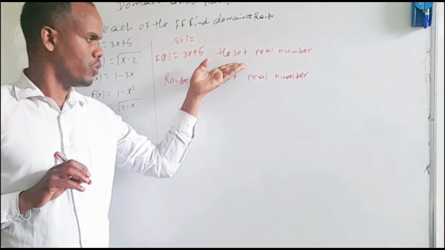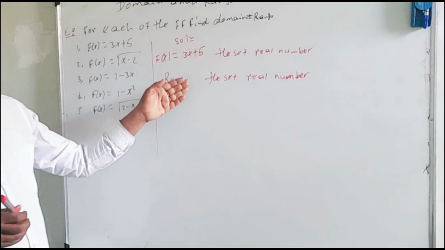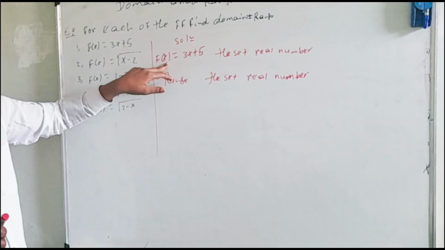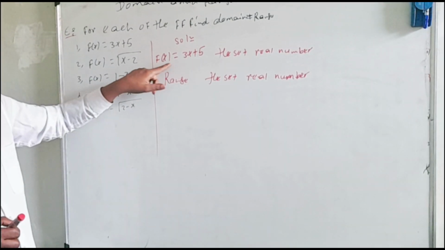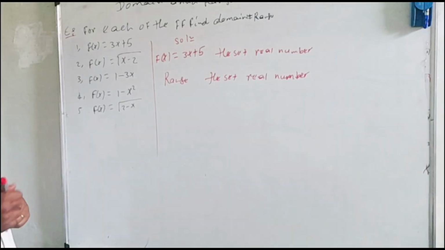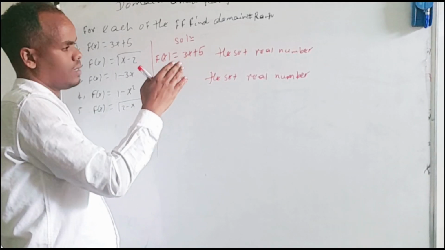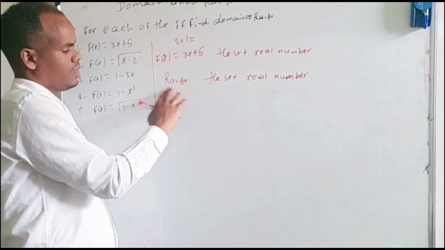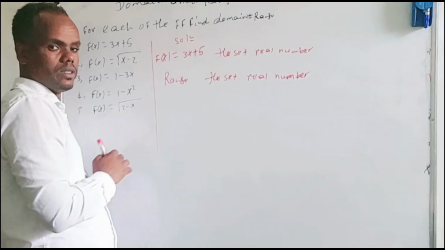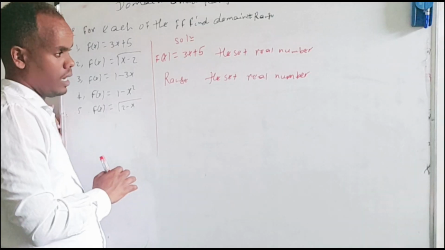Pre-image for the value of x, that is the set of real numbers. The graph of this function, f of x equals 3x plus 5, is a straight line. So if the graph of the function is a straight line, it ranges over the set of real numbers. Simply, the domain of a linear function is the set of real numbers, and the range of a linear function is the set of real numbers.